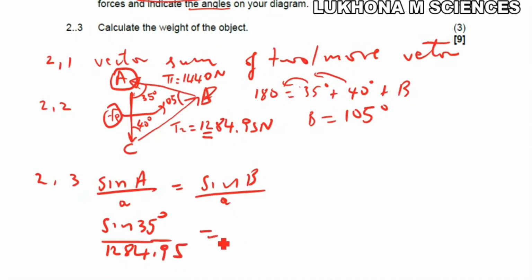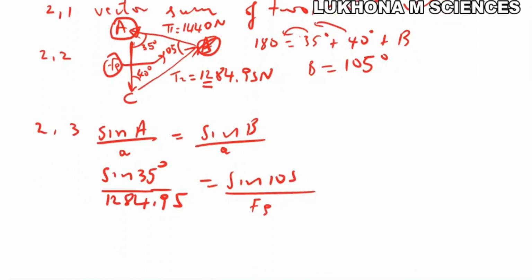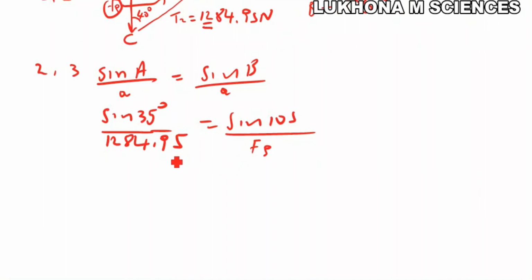T2 is 1,284.95, which is equal to sine of angle B, this is our B, so it's sine 105 over the side we are looking for, which is FG. Then we cross multiply. When we cross multiply, this will multiply that one and this will multiply that one.